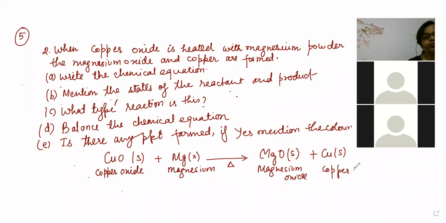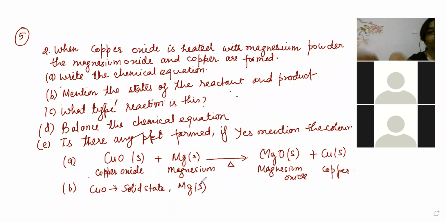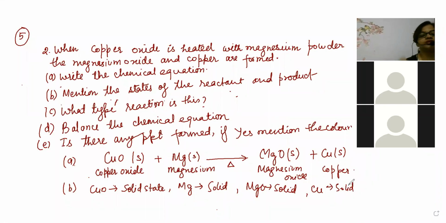Mention the states of reactant and product. This is the first question. Second is: copper oxide, solid state; magnesium, solid. It is totally up to you how you are representing. I will definitely try to write everything in a very aligned way. So copper oxide, solid; magnesium, solid; magnesium oxide, solid; and copper, solid. Look, I have mentioned it separately. In the equation also I mentioned, and now I have mentioned.